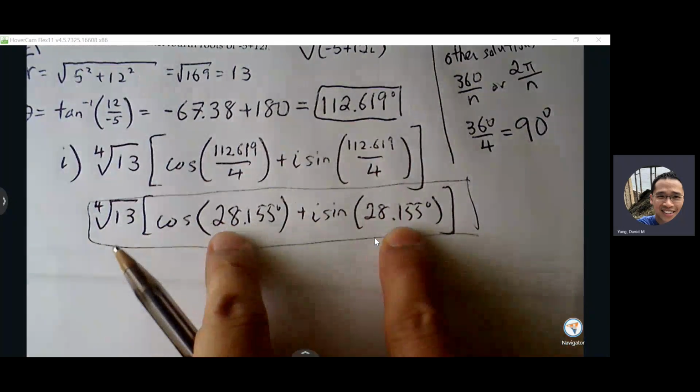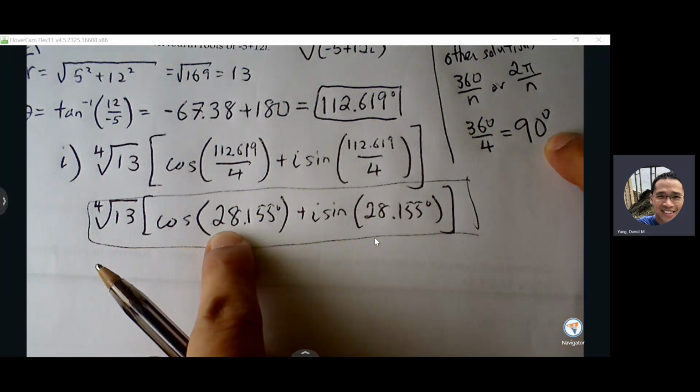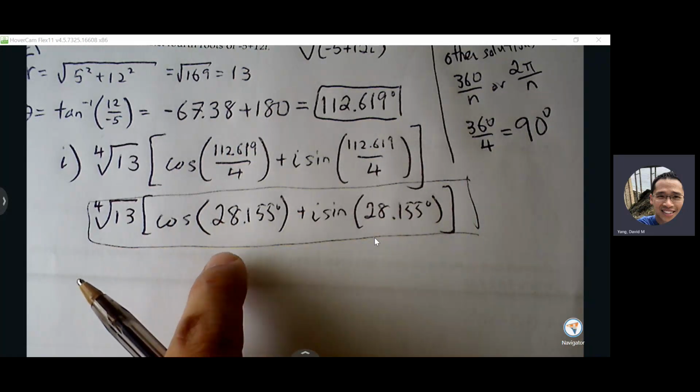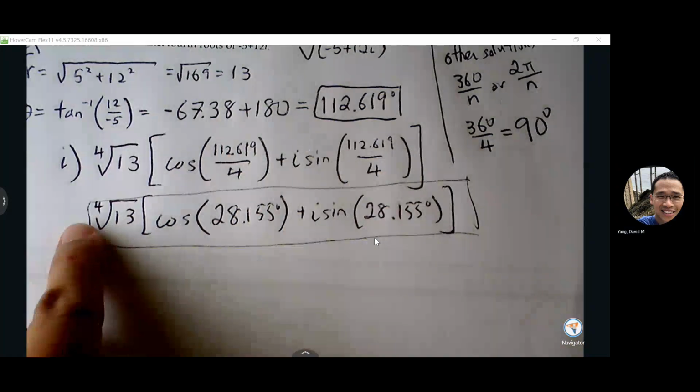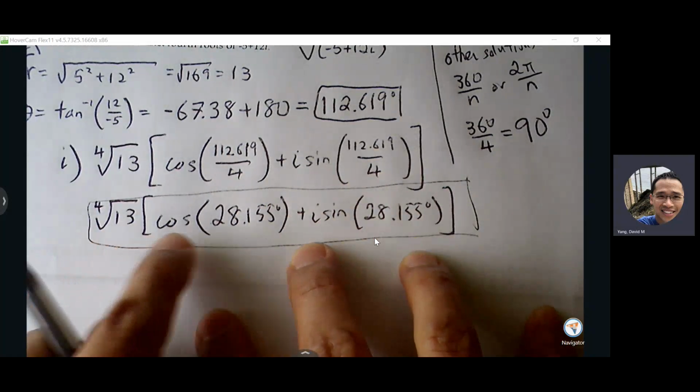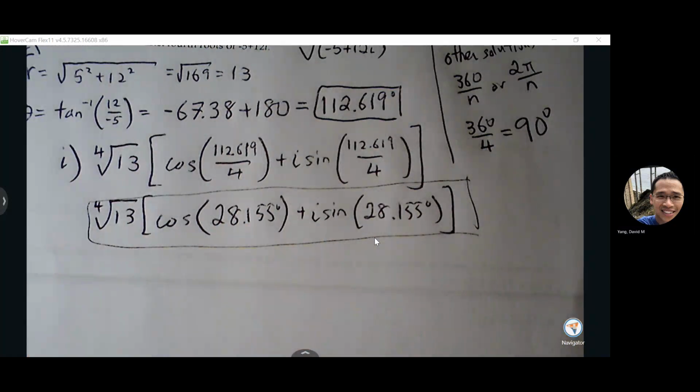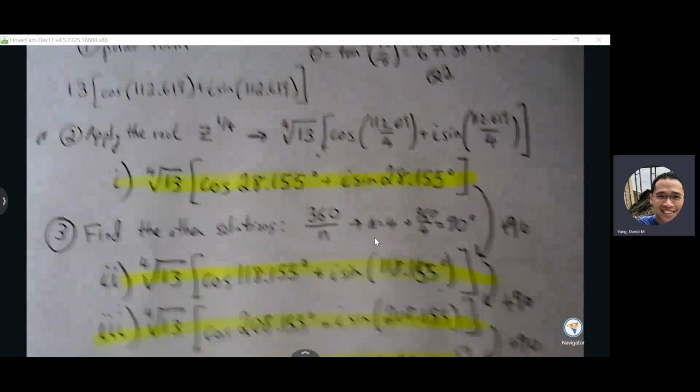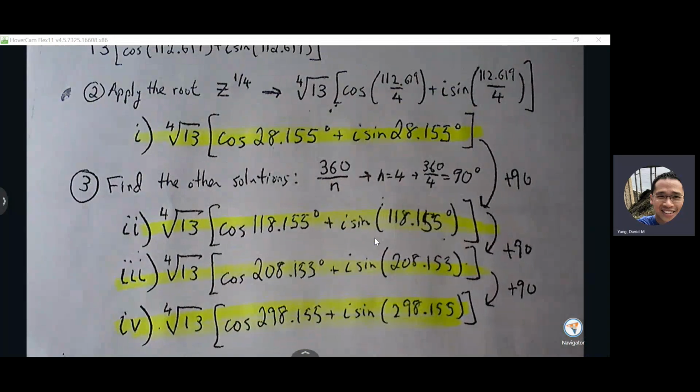Everything will stay the same. We're just going to change the degree measure and we're going to keep adding 90. So if I add 90, that will get me to my second solution. Add 90 again, that will get to my third solution. Add 90 again, that will get to my fourth solution. But everything else stays the same. My radius stays the same. Cosine and i sine will still be there. Okay, it's not hard. It's just we have to go through a lot of steps to get there. Okay, so 28.155 plus 90 is 118, plus 90 is 208, plus 90 is 298. And everything will stay the same.